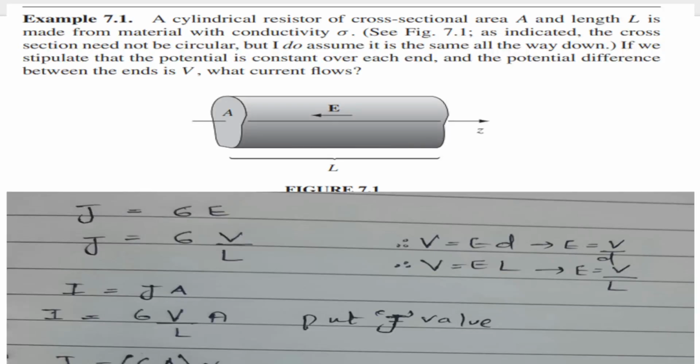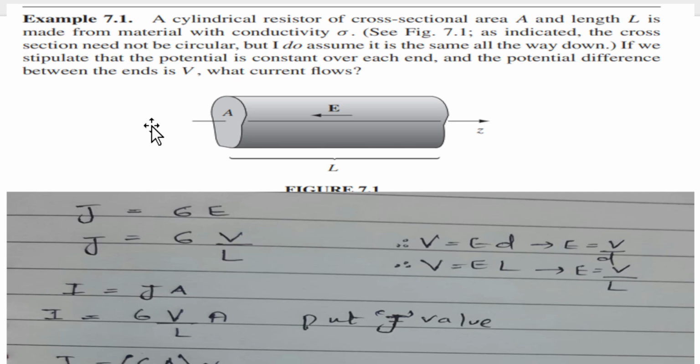Start numerical 7.1 of the Electrodynamics chapter. Okay, so here you can see that we have a cylindrical resistor of cross-sectional area A and length L, made from a material of conductivity σ, which is shown by this symbolic representation.